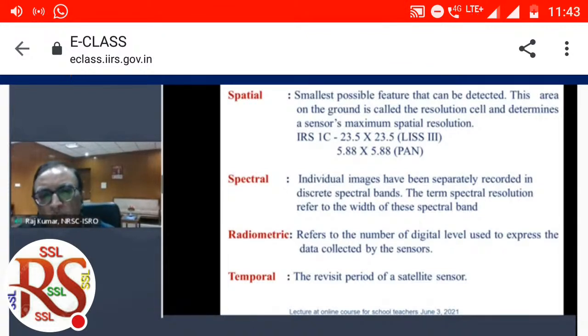Then third is the radiometric resolution. That means how many bits you want to get the information. You get 2 bit, 4 bit, 8 bit, 10 bit. So that is called the radiometric resolution. That also depends upon how much information you want and how much information you can store in the satellite, because the satellite or sensor is also limited by the total system's storage. It cannot go on storing because it has to download at some place.